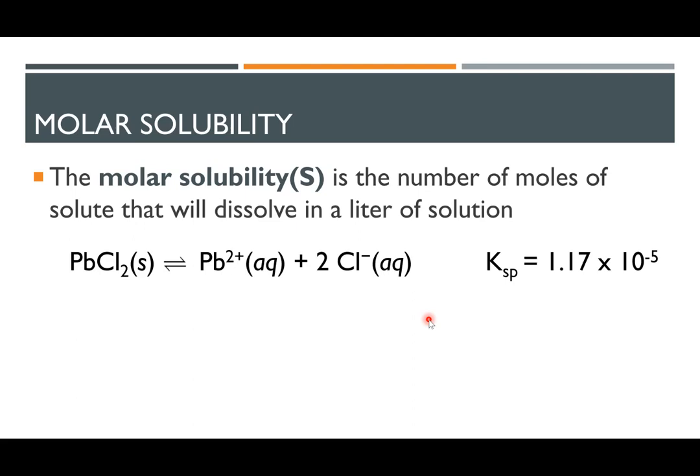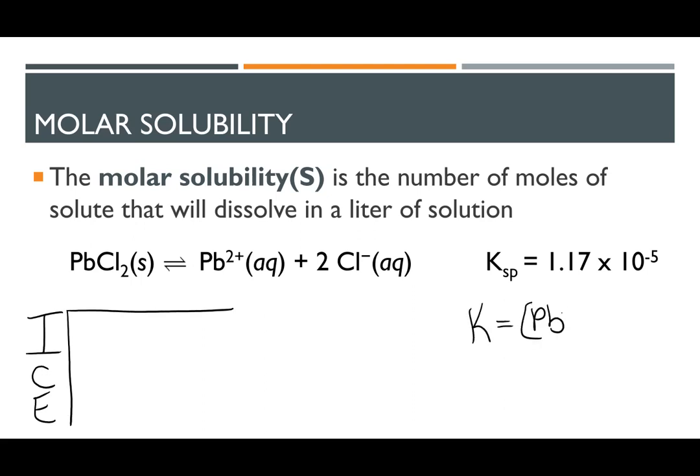Okay. So this is an ice table, an ice problem, right? So we've got our equilibrium equation. We've got our Ksp. So we're going to do an ice table. So our ice table, remember, only includes items that would be in our equilibrium constant equation. So remember, that's just going to be the ions. We don't include the solid. So on the top of this will be Pb and Cl. And I'm going to put that 2 in there so I don't forget.